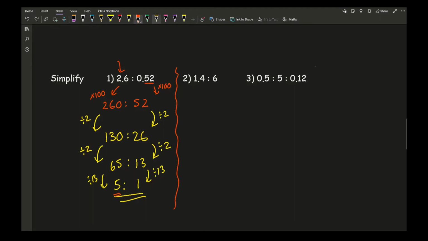Now moving on to the next question. Again here I've got one number after the decimal point, so if I multiply both numbers by 10, what I end up with is 14 to 60. From this I can divide both numbers by 2 because they're both even, which gives me 7 to 30. Can that be simplified any further? No, it can't, so there is my final answer.